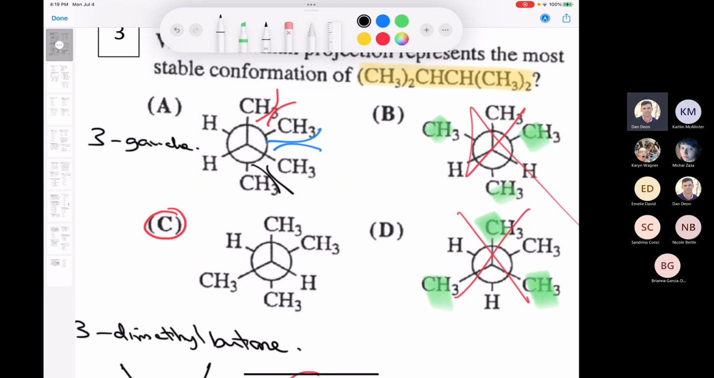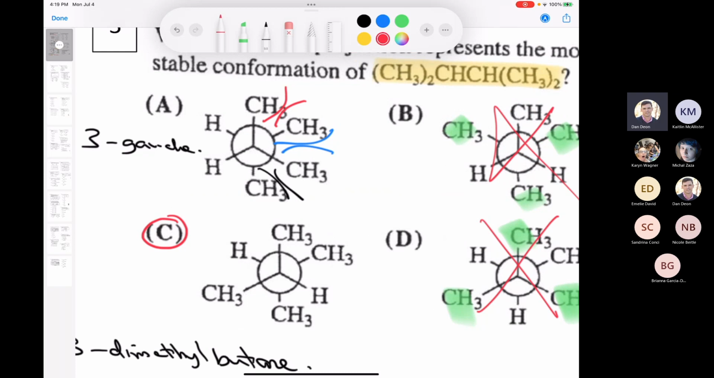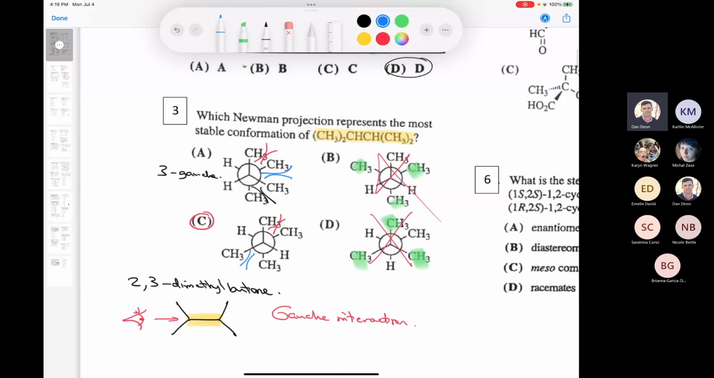Whereas in C, yes, there are Gauche interactions. However, in C, there's only 1, 2. And so since C has fewer Gauche interactions, it only has 2. So put 2 Gauche interactions. It's more stable. Yeah, there we go. And that's really all there is to it with that one.